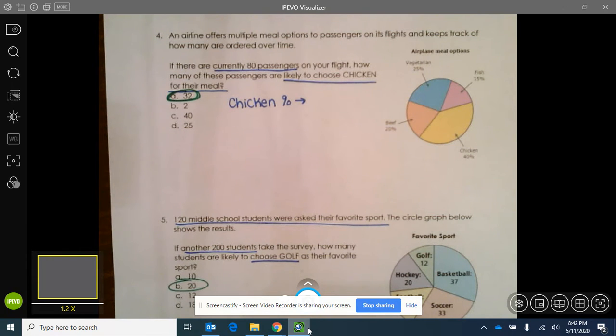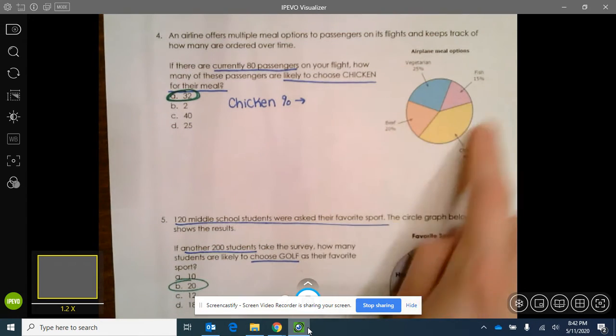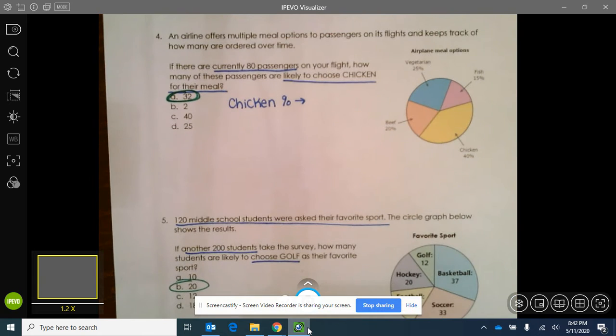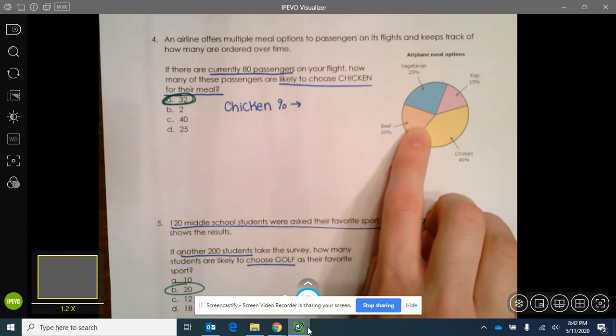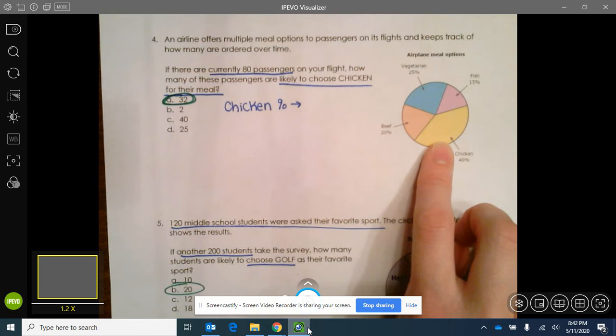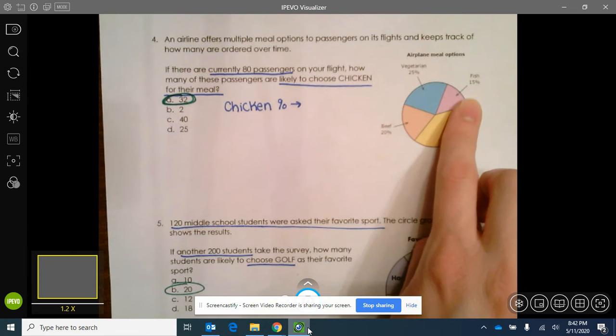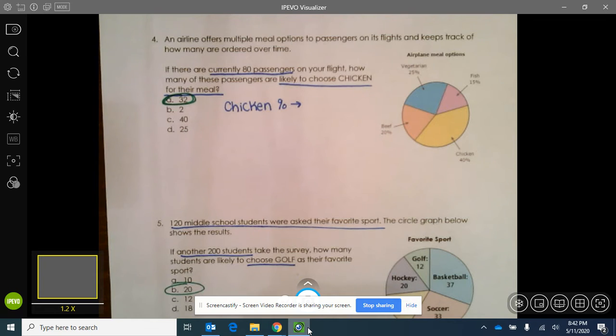An airline offers multiple meal options to passengers on its flights and keeps track of how many are ordered over time. So the data is displayed in this circle graph. You can see about 25% of the customers are choosing the vegetarian meal, 20% are choosing the beef meal, 40% are choosing the chicken meal, and 15% are choosing the fish meal. So it says, if there are currently 80 passengers on your flight, how many of these passengers are likely to choose chicken?